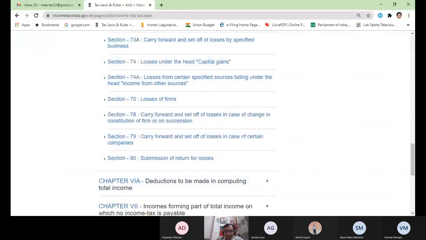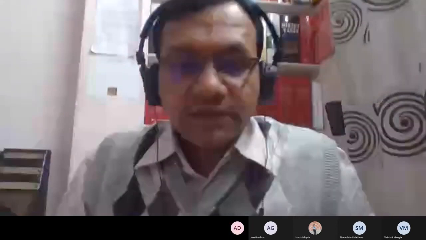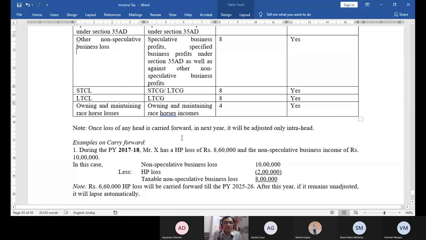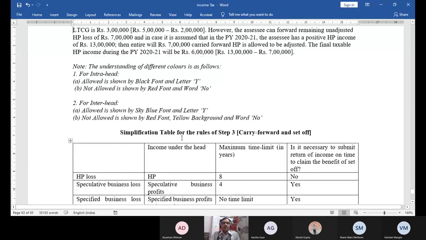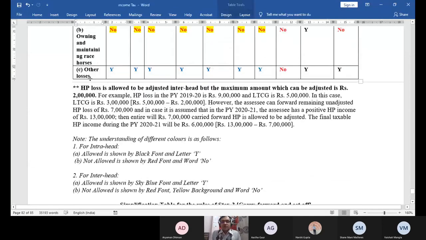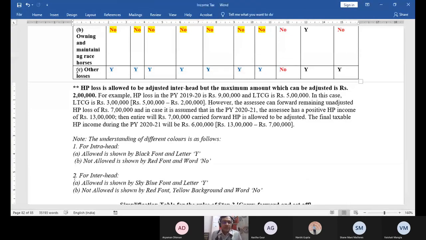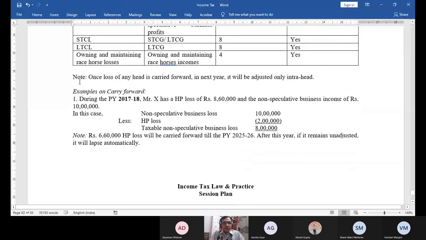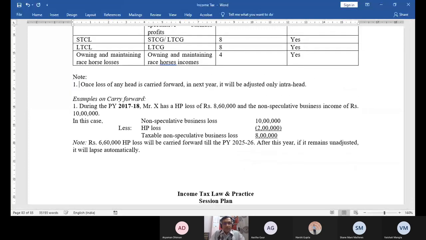Now, let me again share with you the word file. Have you noticed one thing? That these losses cannot be carried forward. Under income from other sources, the remaining losses, except the loss of owning and maintaining resources, are carried forward. Otherwise, these are some notes. Note 1.